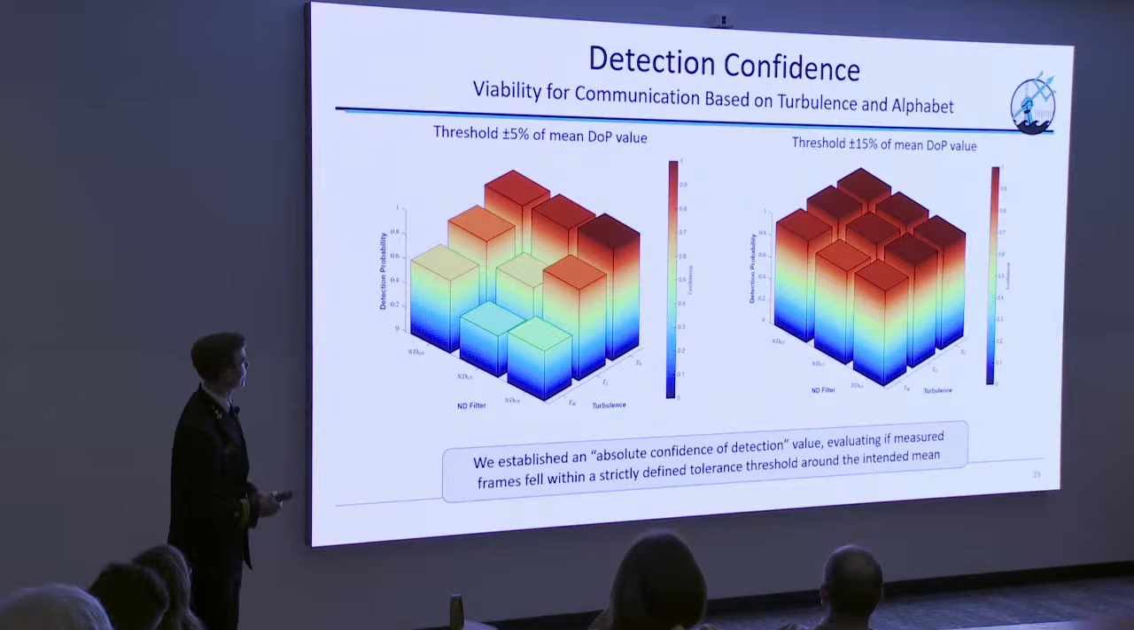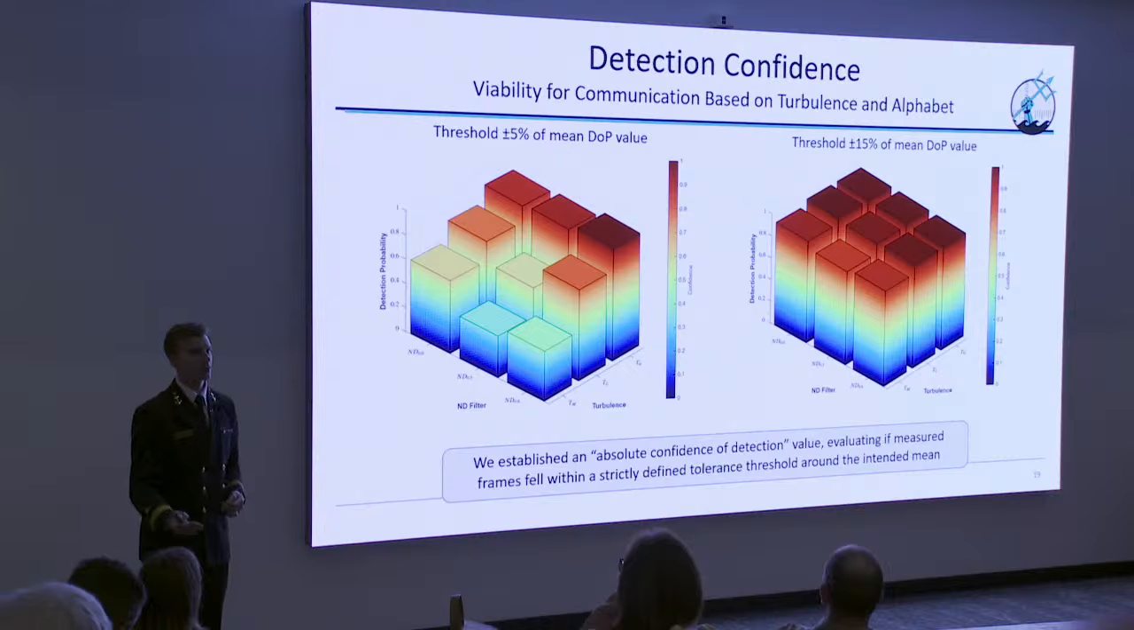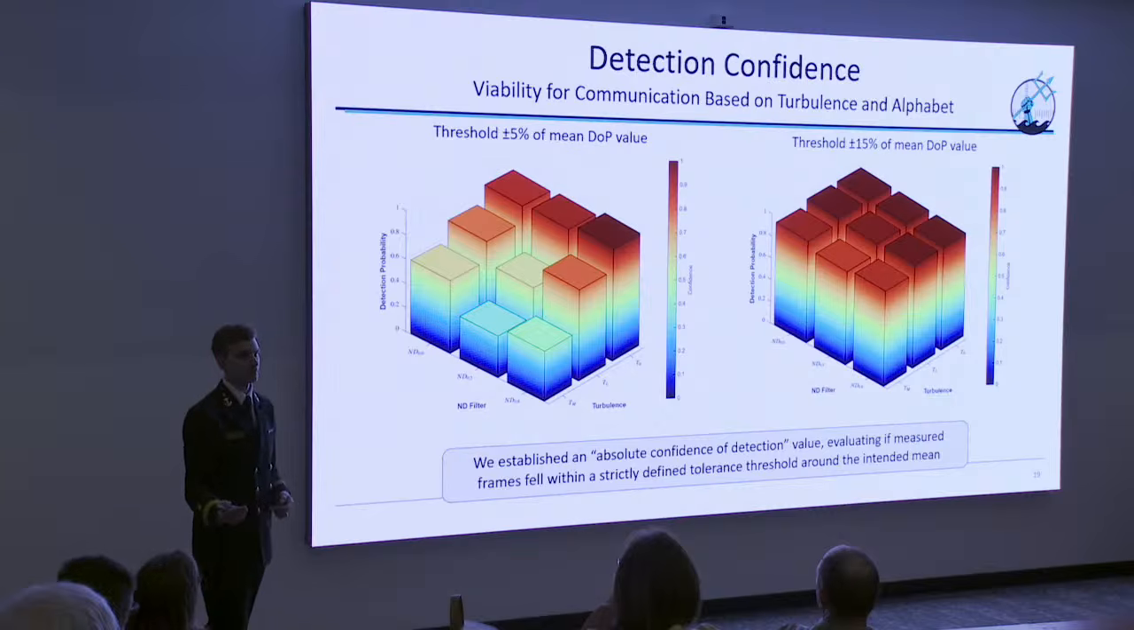When we applied that threshold of plus or minus 5% to our degrees of polarization, we found that as we increased the turbulence, it became less and less likely that we would actually be able to detect this beam.